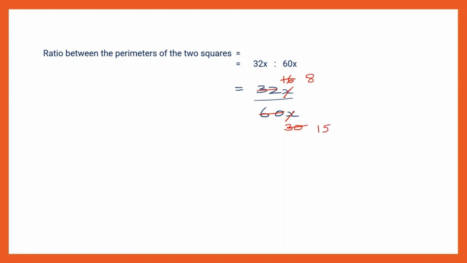So that's it. I can't reduce it further. So what do I have left here? I have 8 by 15 as a fraction. If I have to write it as a ratio, I get 8 is to 15. So I have found the ratio between the perimeters of the two squares to be 8 is to 15.